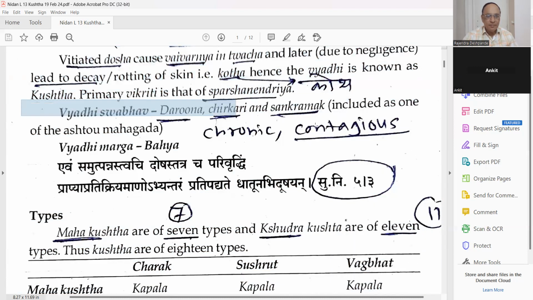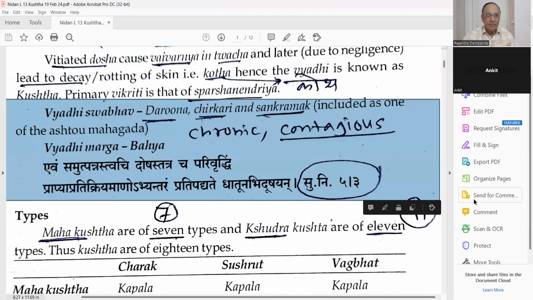Can you see here? What is the nature? Darun, it is chronic. Chirakari, it goes on for months, years together. Many months, many years. It is not like a cold and cough, two days, three days, no. It goes for a long run.